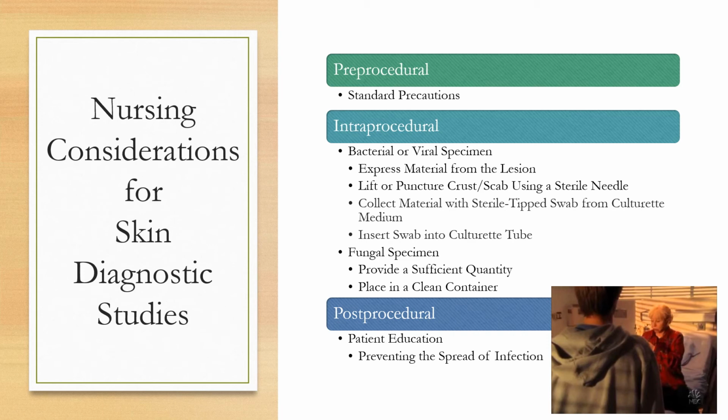Intraprocedural, well, if we're taking swabs, we could take specimens, whether for bacterial or viral specimens. Remember, we need to express material. In the case of bacteria, pus. In the case of a viral, the liquid that's in the vesicle. Okay. And then we take it with the Q-tip, and then we put it into the culture media, and send it off. Okay. I don't think I'll spend any more time on this slide. We'll just keep on going.